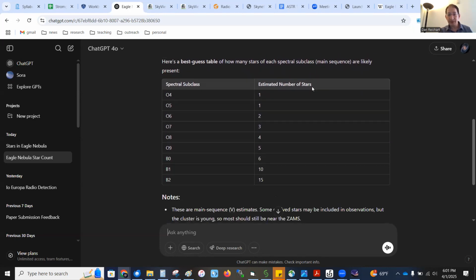Okay. In this case, it complained once and I had to tell it again, best guess, and it gave me exactly what I want. This table says in the nebula, I have 1 O4 star, 1 O5 star, and so forth. They increase in number the farther you go. I'm sure if I asked it again, I'd get slightly different results. But again, slightly different's okay. You can ask a couple times and average them, whatever you feel best with.